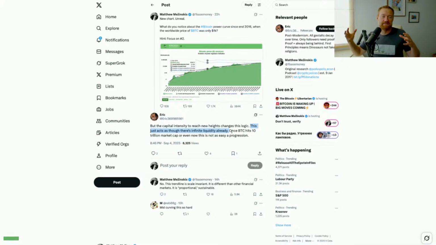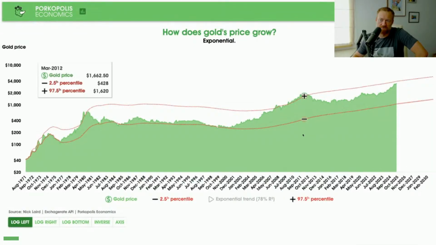It's not what the rest of the entire financial world is based on, which is exponential growth. All right, here's exponential growth for the price of gold.